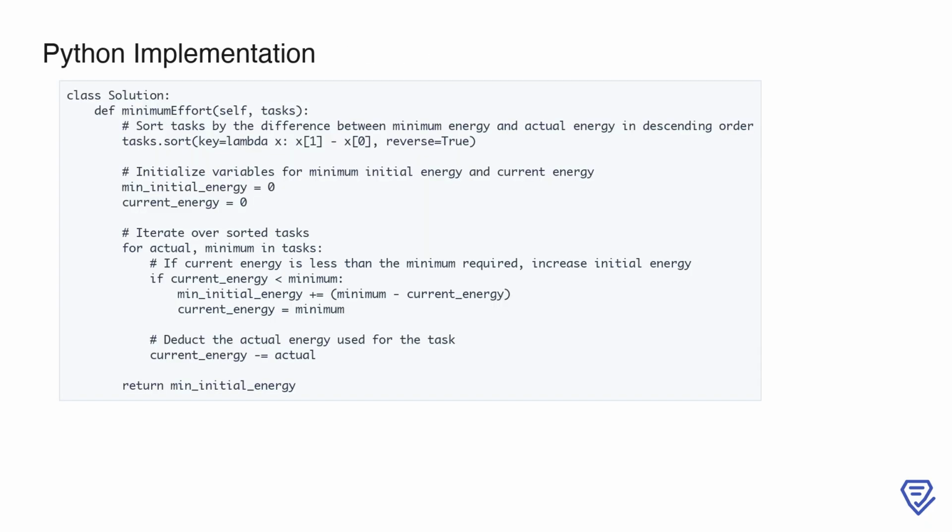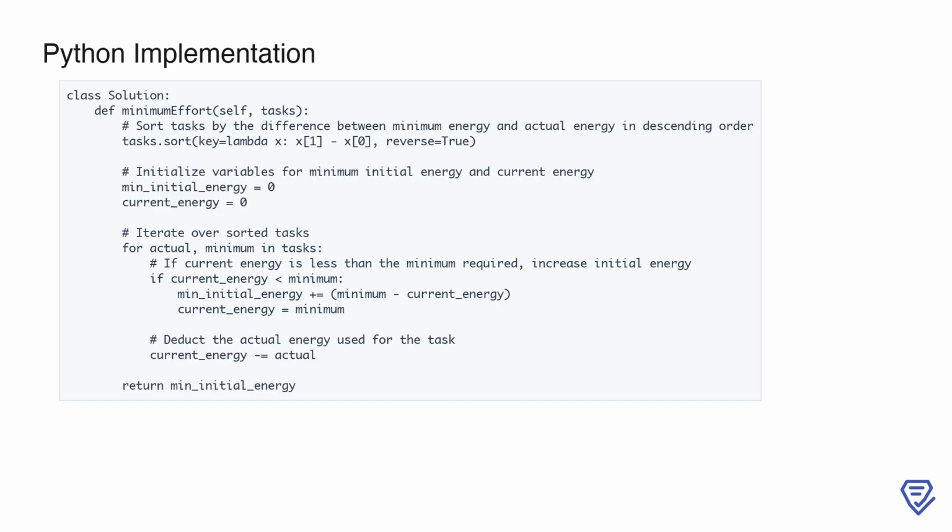This Python implementation solves LeetCode problem number 1665, minimum initial energy to finish tasks. The goal is to determine the minimum initial energy required to complete all tasks without violating their energy constraints. The first step is to sort the list of tasks based on the difference between their minimum energy required and actual energy consumed, in descending order. This ensures that tasks with higher minimum energy requirements relative to their consumption are prioritized first, reducing the risk of running out of energy later.